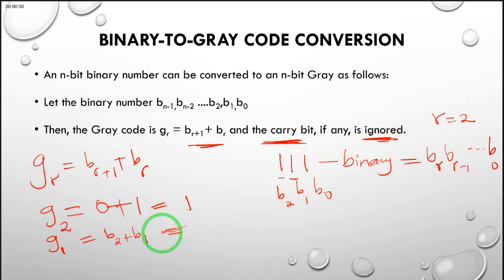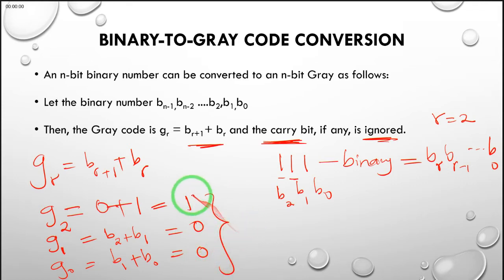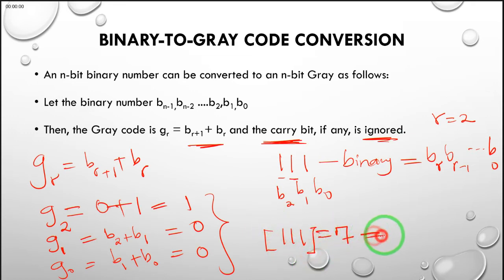So we will say that b2 plus b1 is going to be a 0, and g0 is going to be given by b1 plus b0, and this is going to be given by this plus this, which in this case is 1 plus 1 is 1, 0. We drop the carry, we have 0. So we are saying that 111, which is the number 7 in the normal binary, is going to be represented by 100 in the gray code.